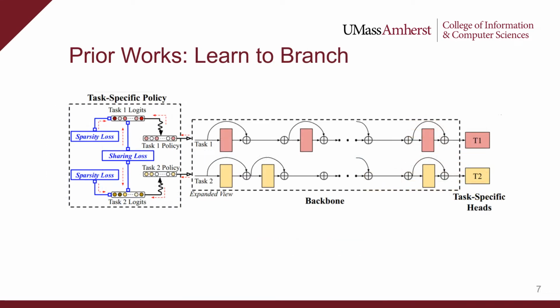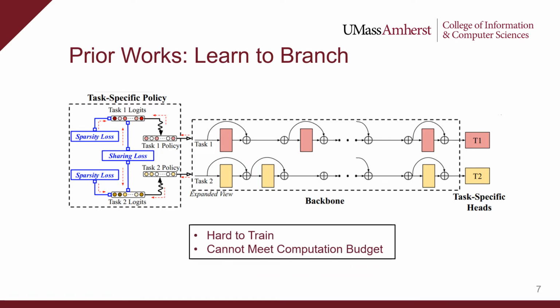Some other works attempt to learn where to branch by introducing differentiable task-specific policies to optimize the best branching points together with the model weights. Those methods are usually hard to train because of the additional policies, and the learned architectures cannot guarantee to meet the user-defined computation budget, since these methods are like a black box where users cannot control the exploring process.